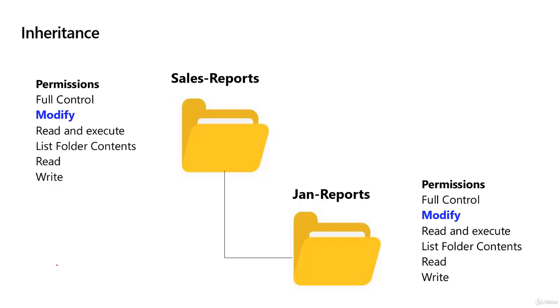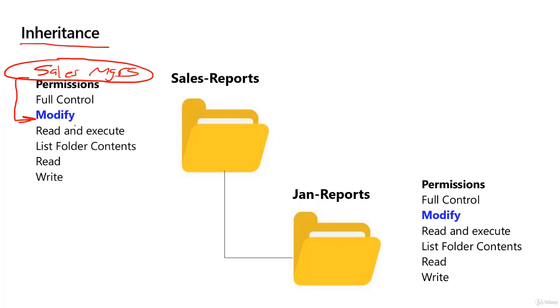One of the capabilities we have that will greatly simplify managing permissions is inheritance. Inheritance is nothing but assigning permissions at a top level, and the permissions automatically inherit and apply to files and subfolders under that parent. As an example, let's say I take sales managers, that Active Directory group, and I assign them the allow modify permission for the sales reports folder.